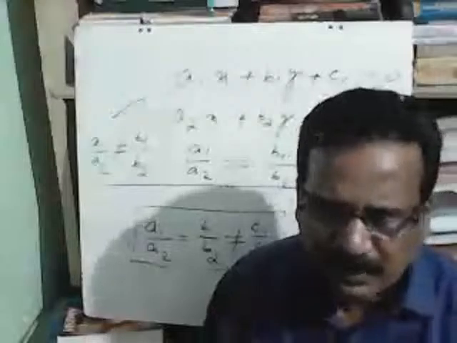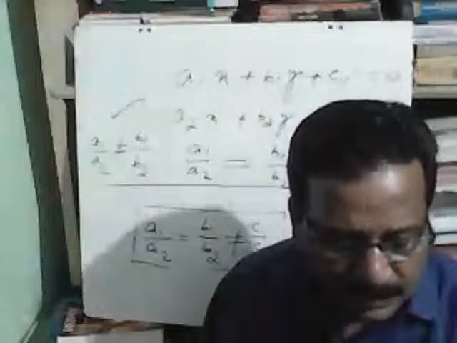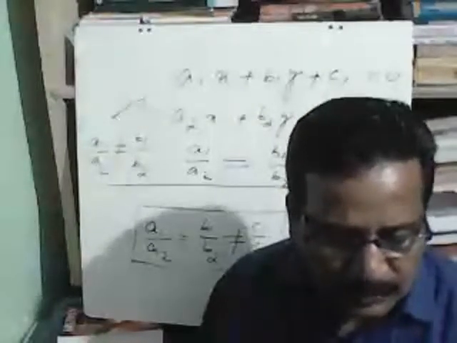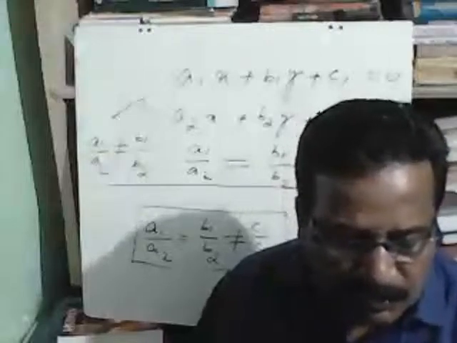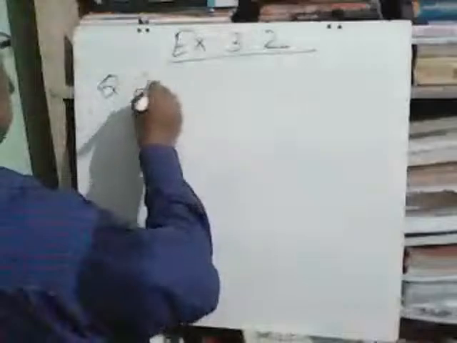A1 by A2, I mean 5 by 7. B1 by B2 is minus 4 by 6. Now you can observe A1 by A2 is not equal to B1 by B2. So the system is consistent as this situation is coming. A1 by A2 is not equal to B1 by B2. This is your exercise 3.2, question number 2.